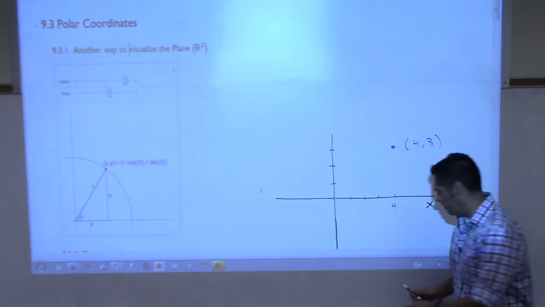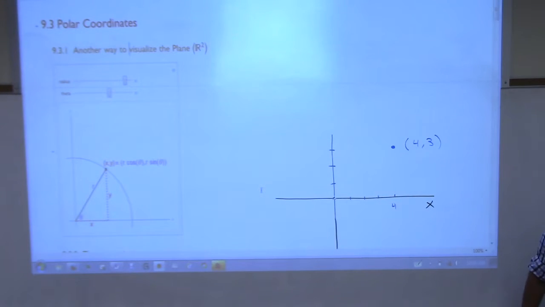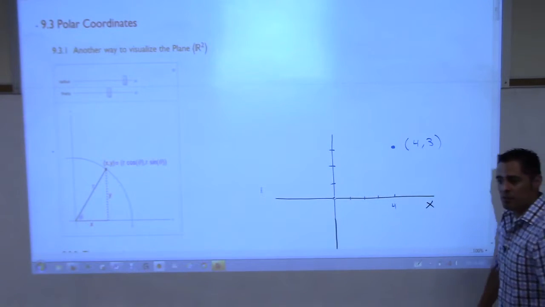Cartesian. That's what we're born into. My 7-year-old was graphing points the other day on a homework assignment. We're taught from a very young age Cartesian points, right? But that's not the only way to get to that point.